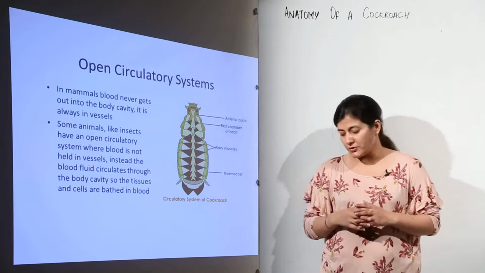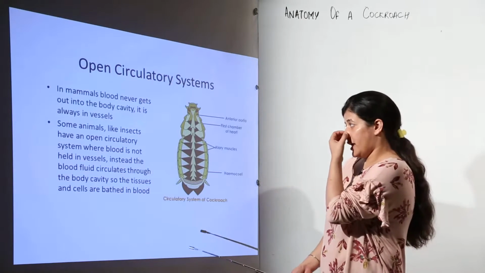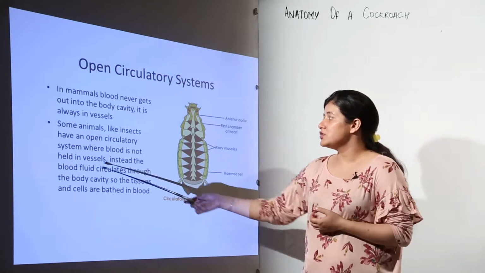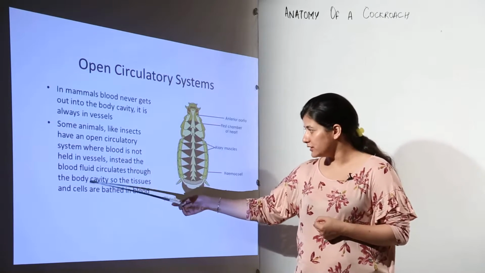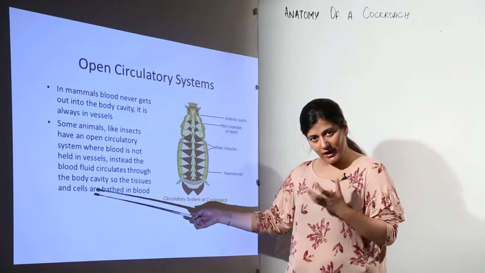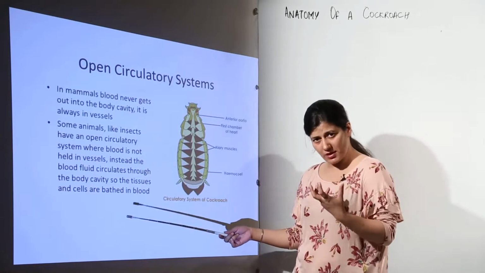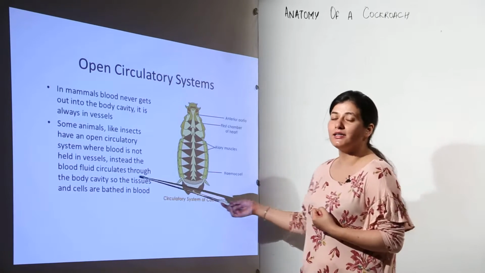So, in the case of open circulatory system, the points that you need to know is that blood is not held in vessels. Instead, the blood or the body fluid circulates through the body cavity. That would be the coelom, basically. So, the tissues and cells are bathed in blood. Directly they are bathed in the blood.